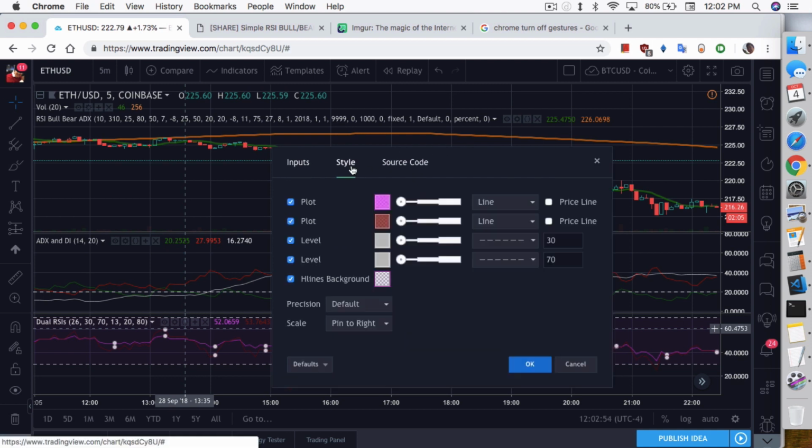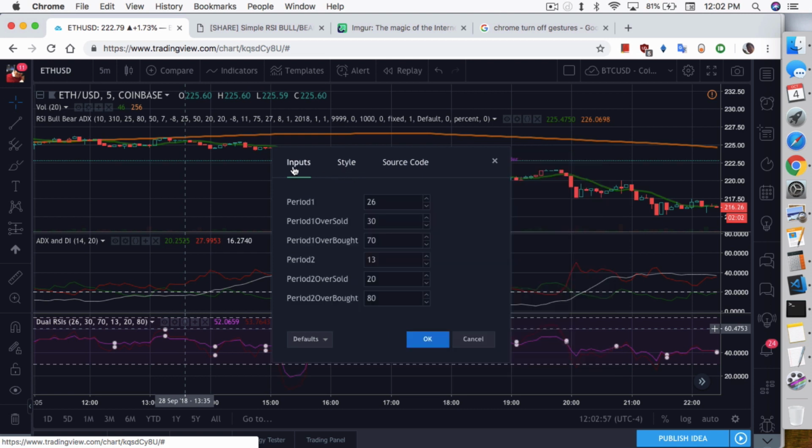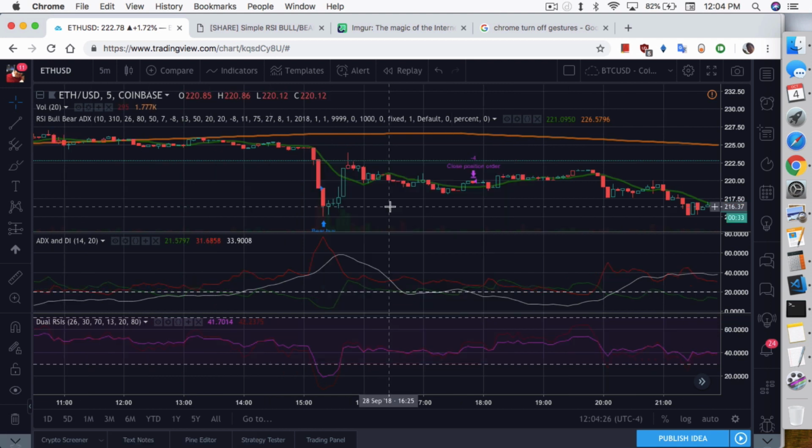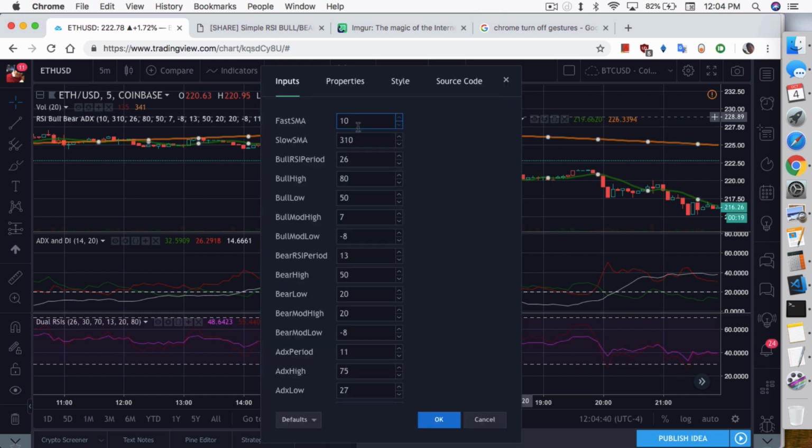And you can always go to the style and change it to whatever color you want. So I'll probably publish this as an indicator on TradingView so you guys can use it as well. So during the bull trend, we're using the slower RSI, and during the bear trend, we're using the faster RSI. And I can open up the format to show you guys again here. You see the fast SMA is 10, the slow SMA is 310, the bull RSI period is 26, which matches the one over here, and then the bear RSI period is 13, again matches another one over here. So we have 26 and 13.